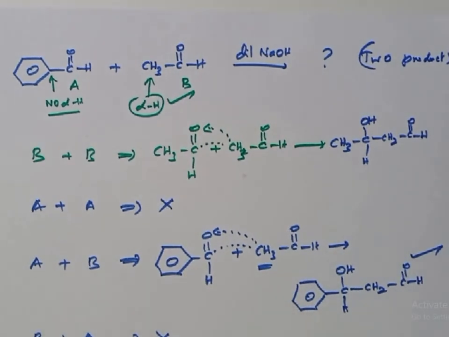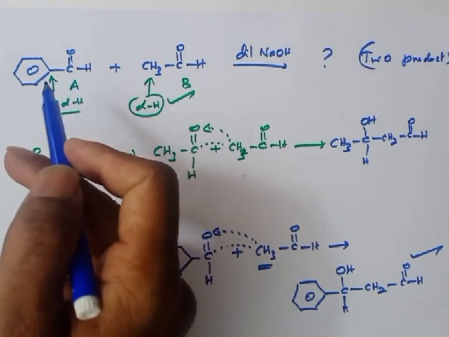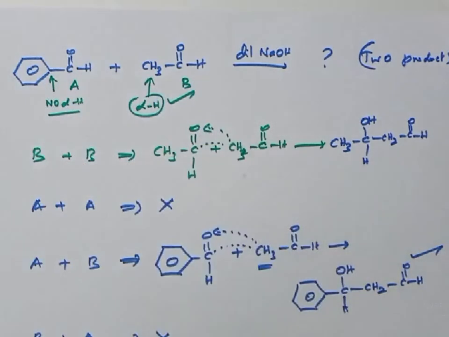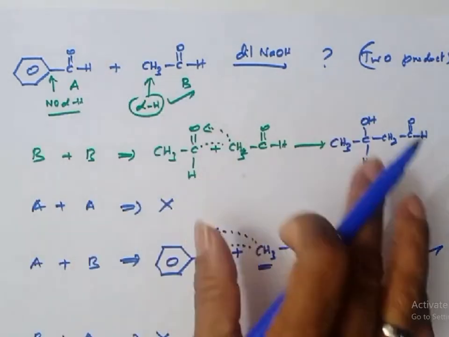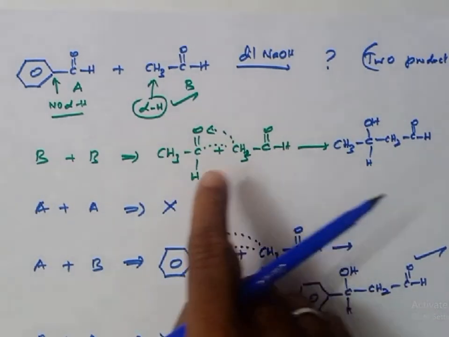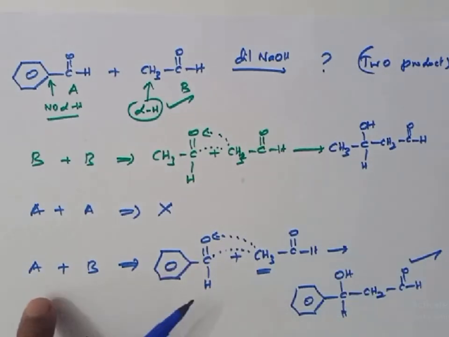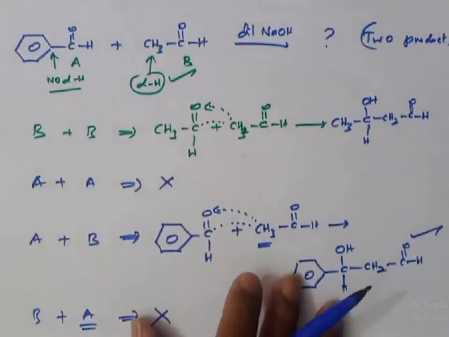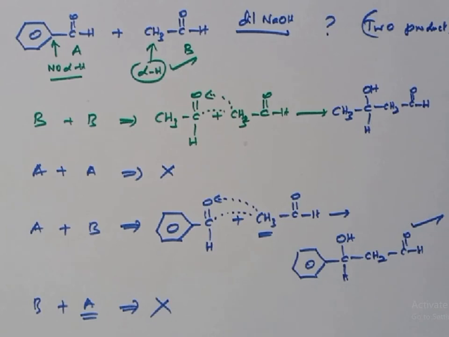See the previous example and this example, there is a difference. In the last example, both A and B can undergo aldol individually, whereas here A cannot undergo aldol reaction individually, only B can. In this situation, you'll get two different products. One is the BB product, the other one is the A with B product. Note down. This is all about cross aldol condensation. Keep this in mind. Now let me go to the next one.